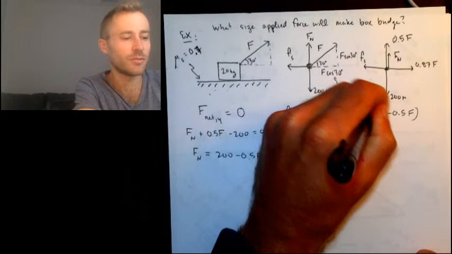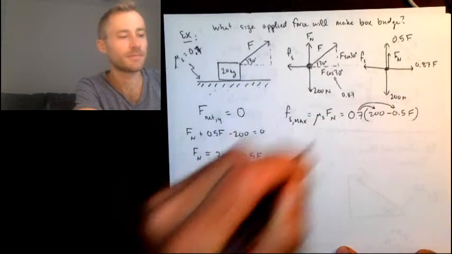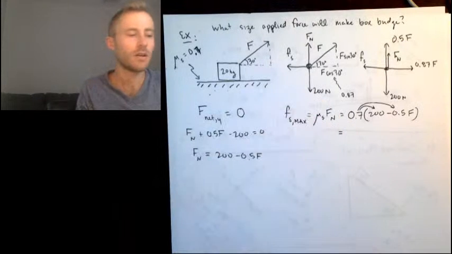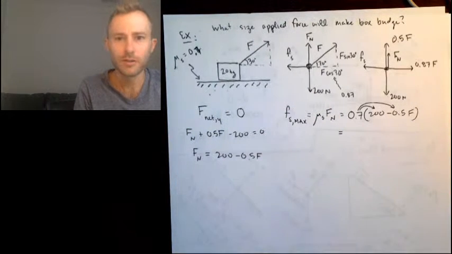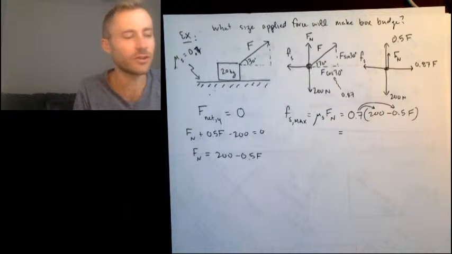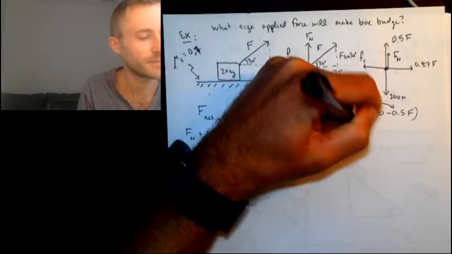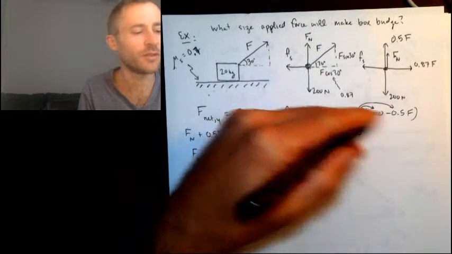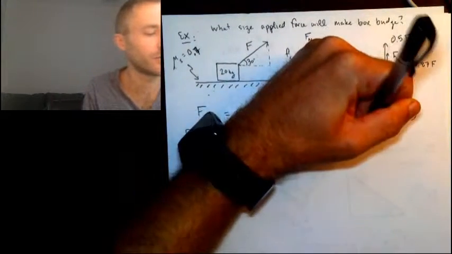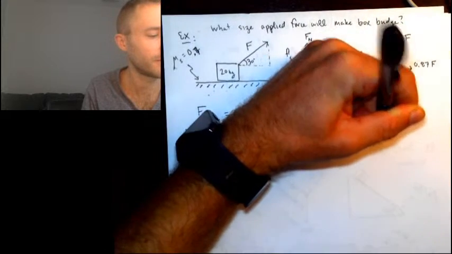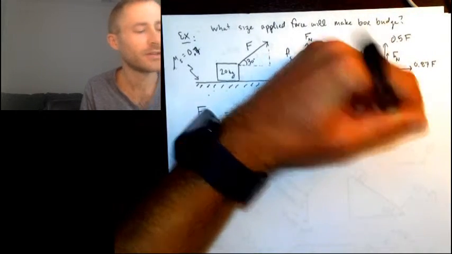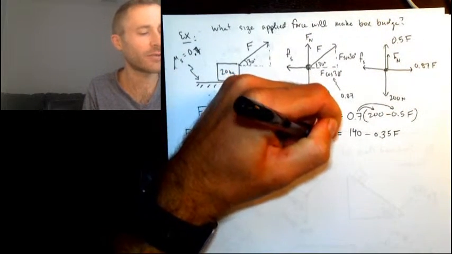So I'm going to distribute that through. 200 times 0.7 is 140. 0.7 times 0.5 is 0.35. So that's my maximum static friction.